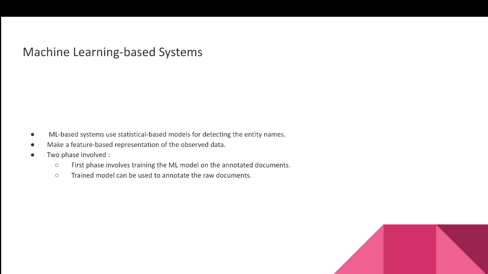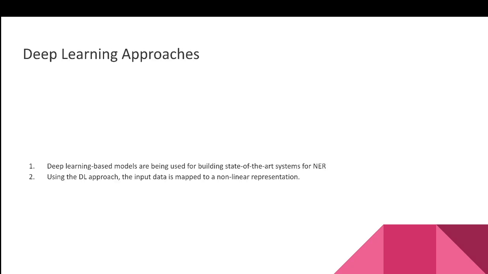The other is called a machine learning-based system. An ML-based system uses a statistical model for detecting entity names, such as logistic regression, decision tree, random forest, or XGBoost. We use a feature-based representation of the observed data, and there are two steps involved. In the first phase, we train the model on annotated documents, and then the trained model can be used to annotate raw documents.